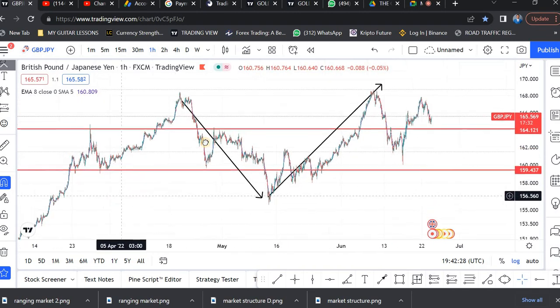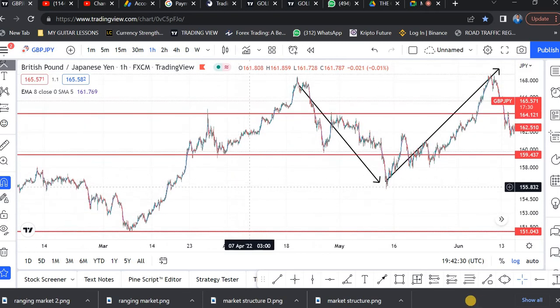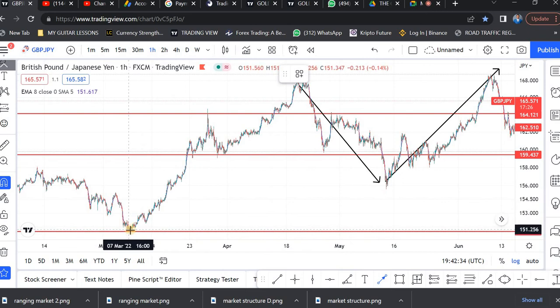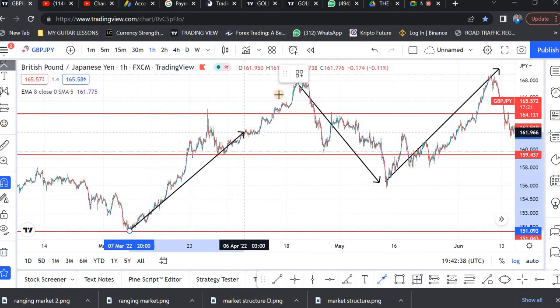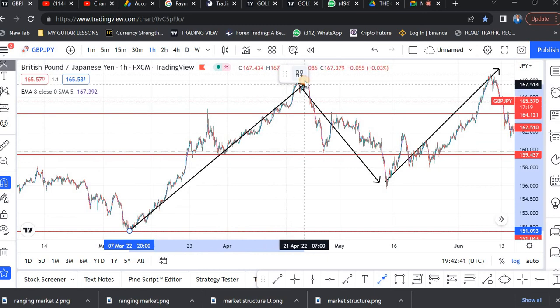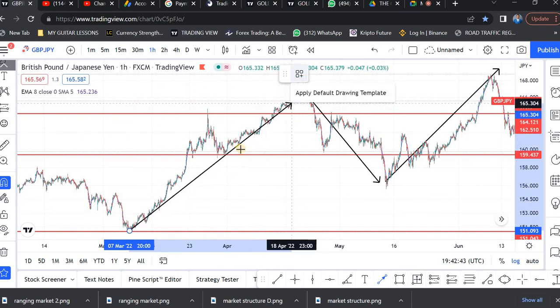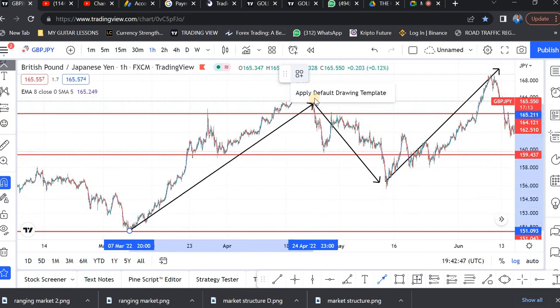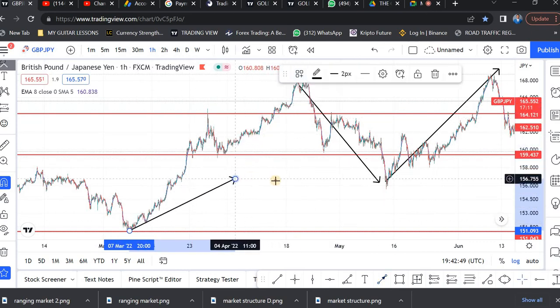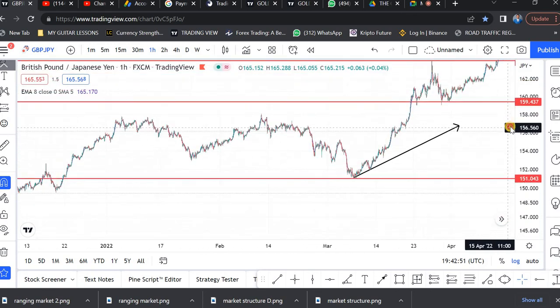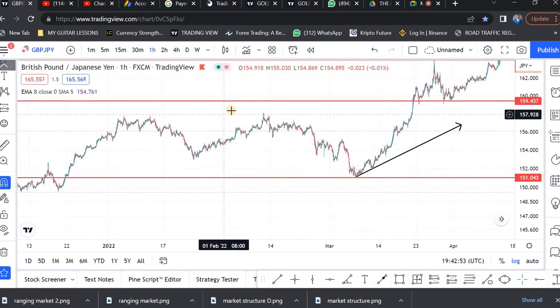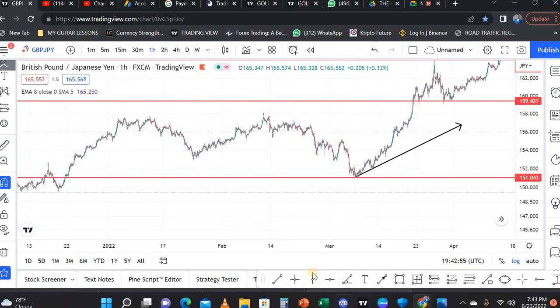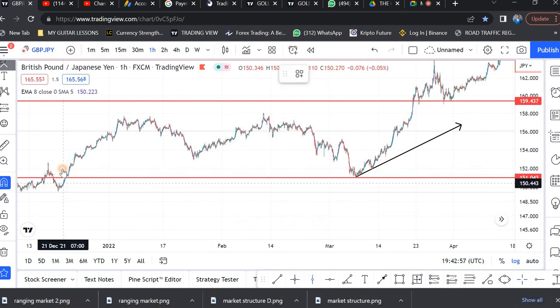Okay, so when you open your chart, you should be able to identify a downtrend market and an uptrend market. From this support level, you could see that price was moving in an uptrend up to this point, all the way up. So that is an uptrend.